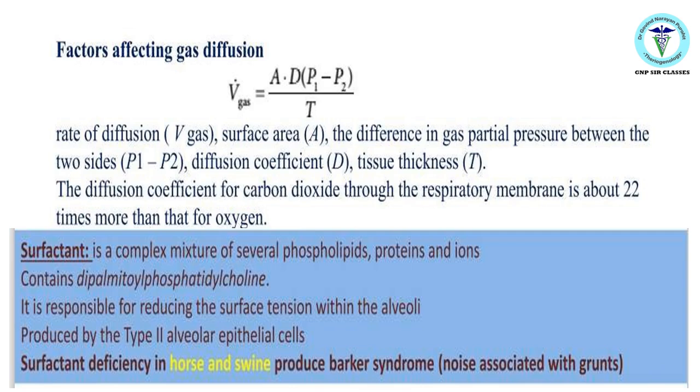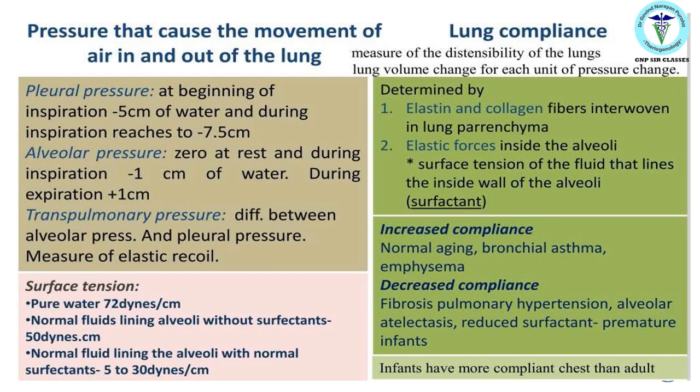Surfactant, produced by type 2 alveolar cells, reduces surface tension within the alveoli. Surfactant deficiency in horses and swine can lead to respiratory issues. Lung compliance measures the distensibility of the lungs. Pressure changes during breathing include pleural, alveolar, and transpulmonary pressures. Surface tension within the alveoli is reduced by surfactant, aiding in lung expansion.